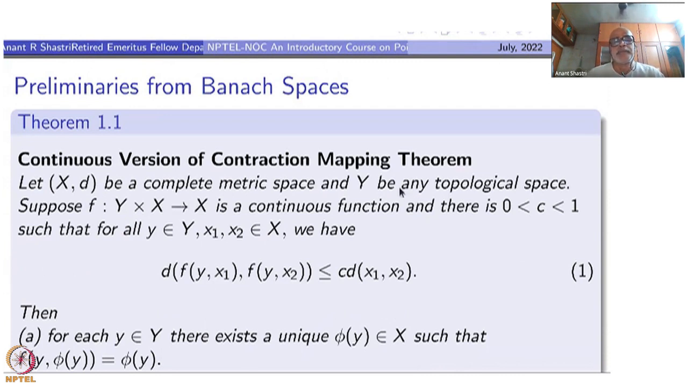Let Y be any topological space. Take a function f on Y cross X to X, which is continuous, so that there is a real number c strictly between 0 and 1, such that this distance property holds: the distance between f(y, x1) and f(y, x2) is less than or equal to c times the distance between x1 and x2, for all y and for all x1 and x2 inside X. So this is some kind of Lipschitz condition, uniform Lipschitz condition.